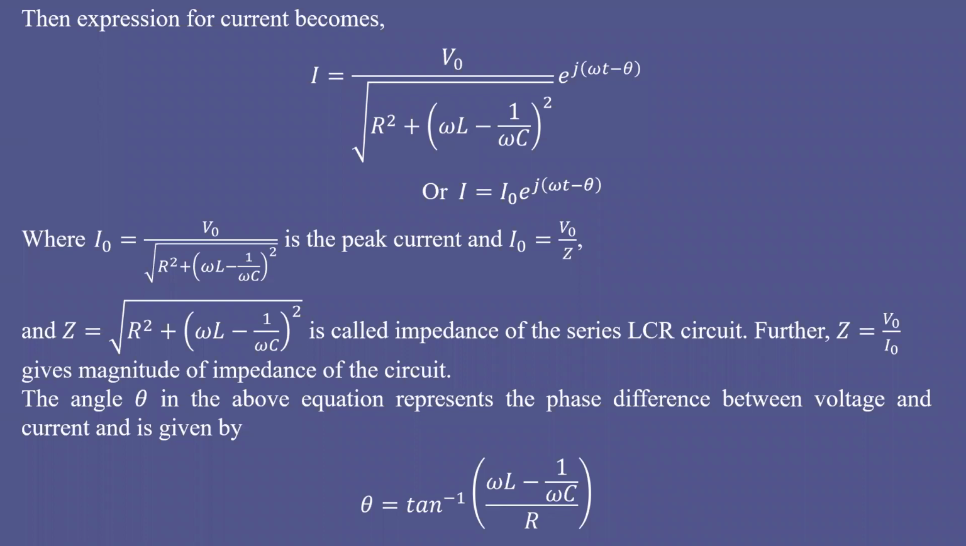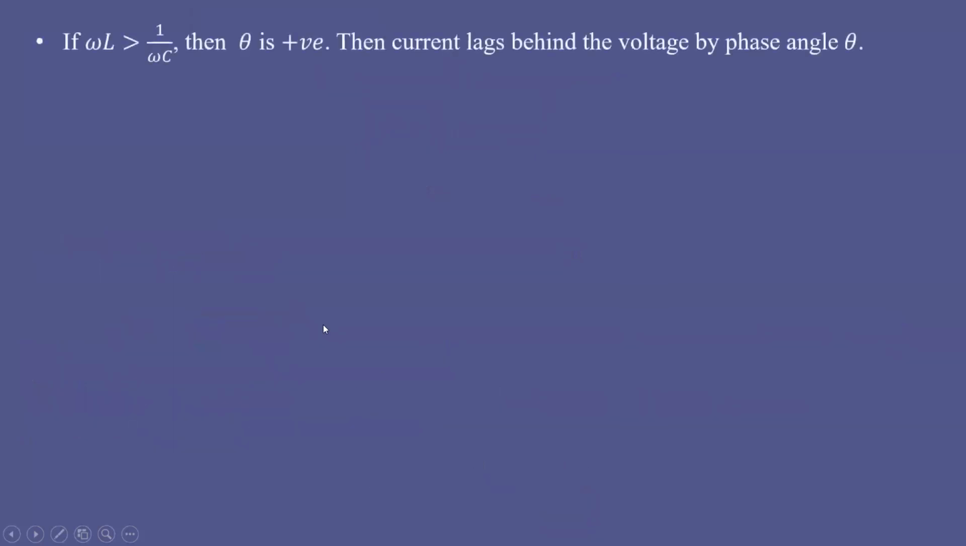What is our aim? Our aim is to express current in terms of complex number representation. That is done successfully. This is the equation: I is equal to I naught into e to the power j omega t minus theta. That is how you can represent the current in complex number representation. So here you got the expression for current and the expression for phase angle theta. Now we'll try to represent this in the phasor diagram.